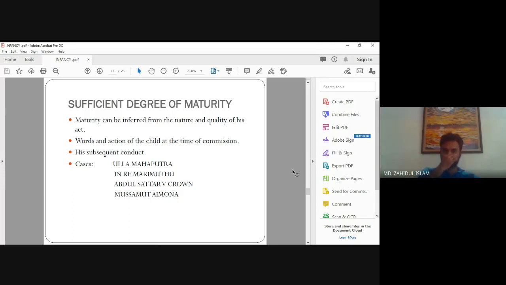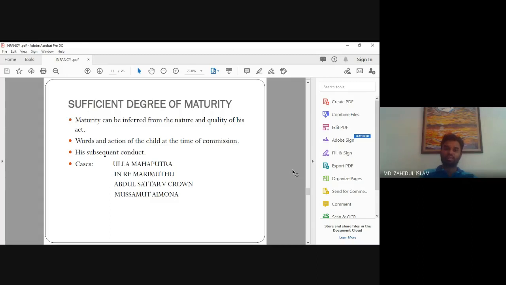Yes, few cases. Sufficient degree of maturity. Maturity can be inferred from the nature and quality of his act, the words and actions of the children at the time of commission. When they commit a crime, you look at what type of action they took and what type of words they used. You can prove by this circumstantial evidence, by their actions and words, whether at that time they understood the nature and consequence of the offense or not.